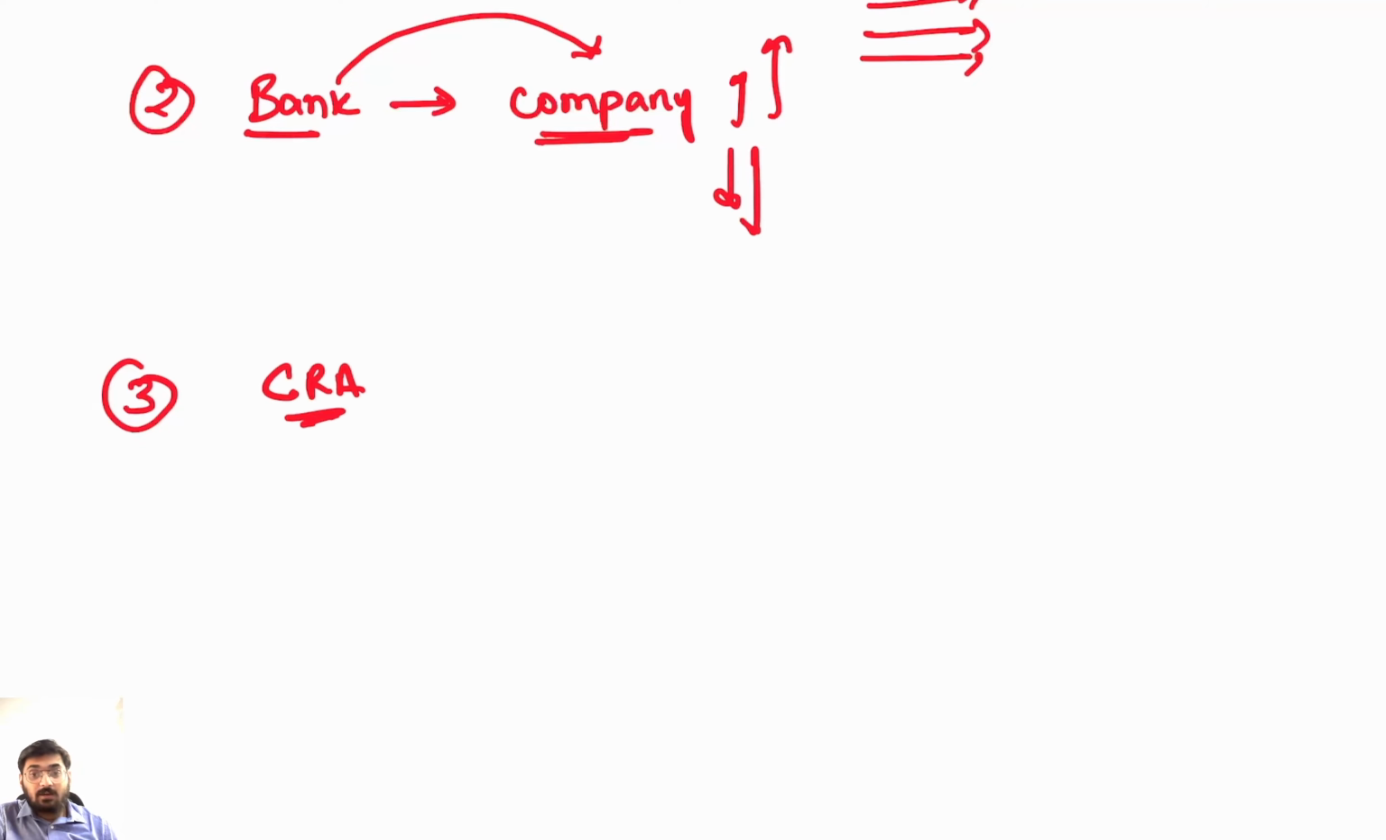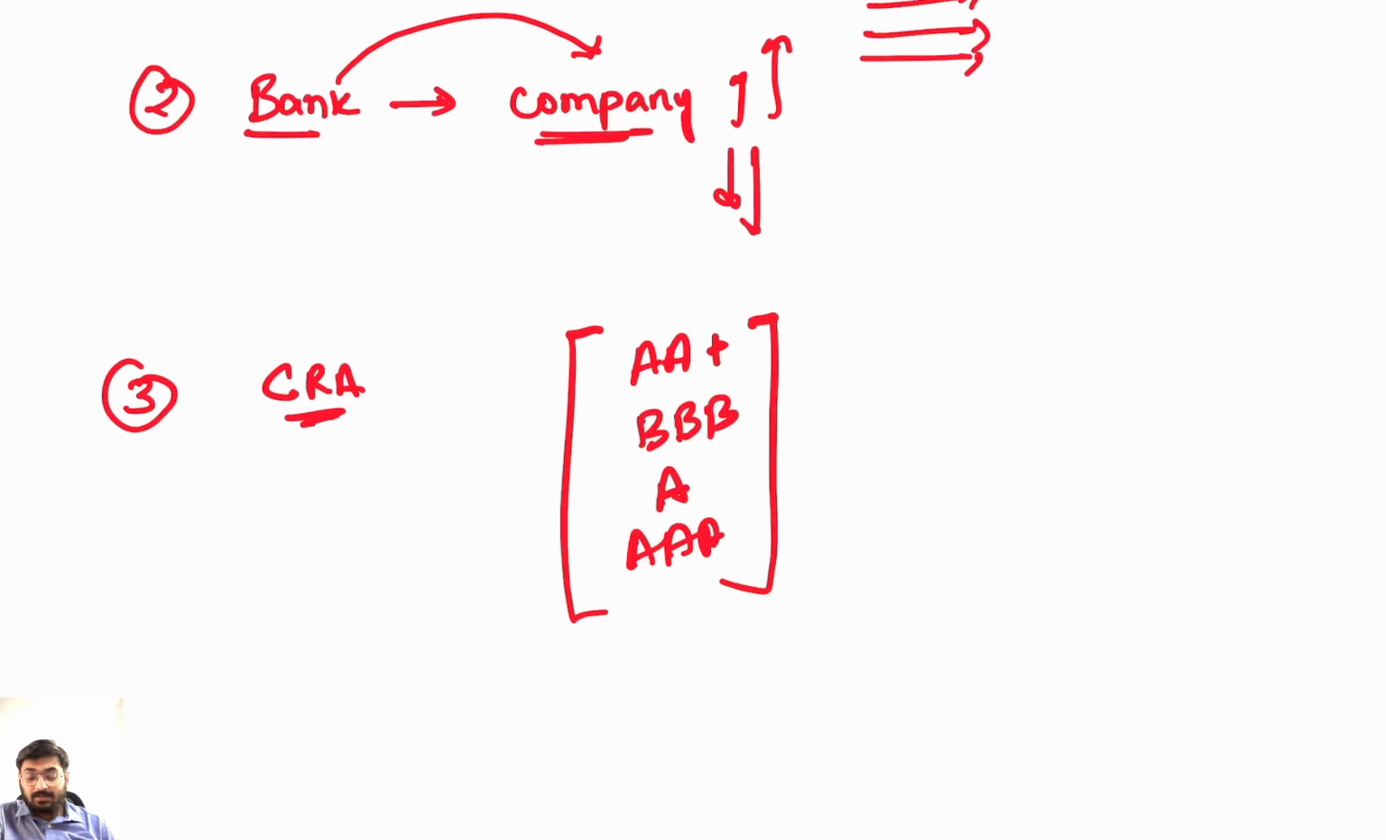Credit rating agencies, like CRISIL or Moody's, are also going to use financial statement analysis to assign ratings. They assign a rating like AA plus, triple B, A category, or triple A category to companies, and these ratings tell us how safe or secure a company is. Clear? And whether we should invest in their bonds or not.